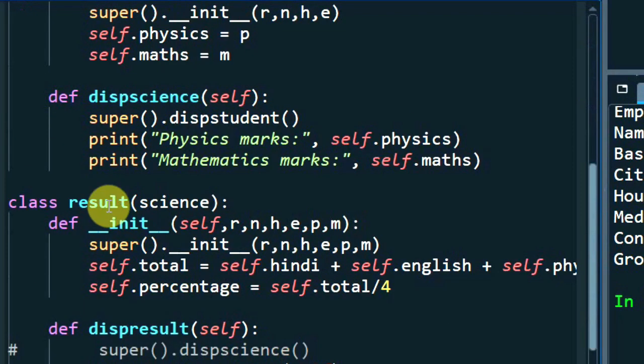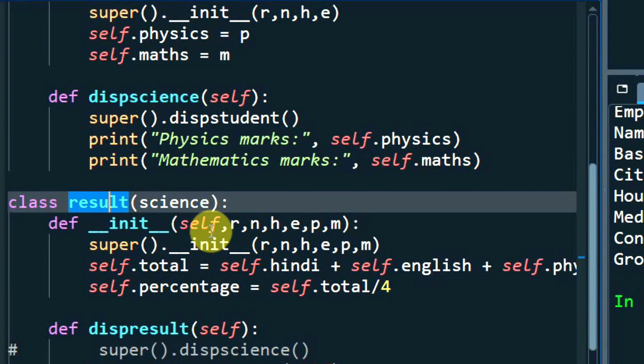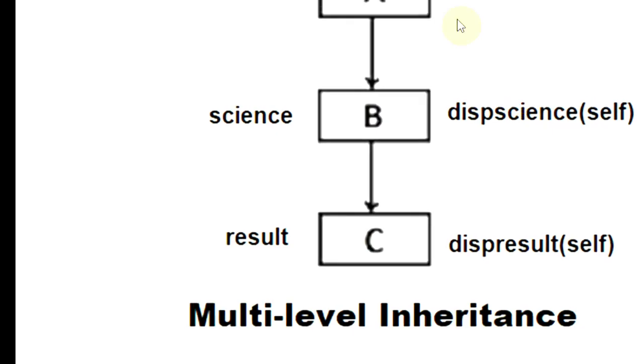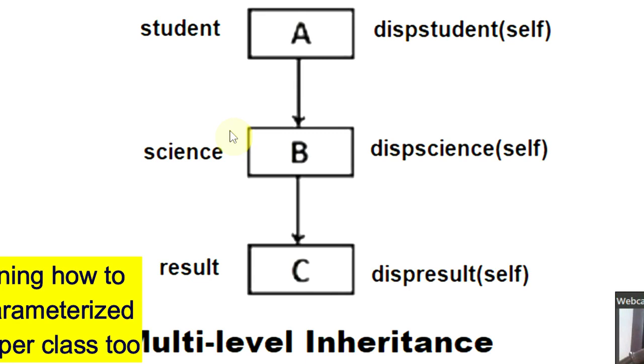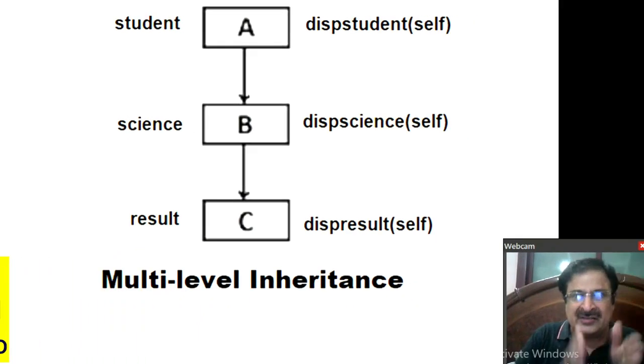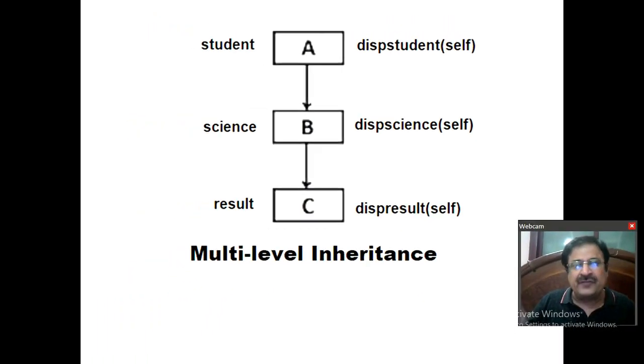And this result class is inheriting the science class. So the object of result class can not only access the functions of its own class, it can access the functions of science class as well as the functions of student class. Here you can see that the student class is inherited by the science class and the result class inherits the science class. We will understand the concept step by step. So watch the video up till the end.